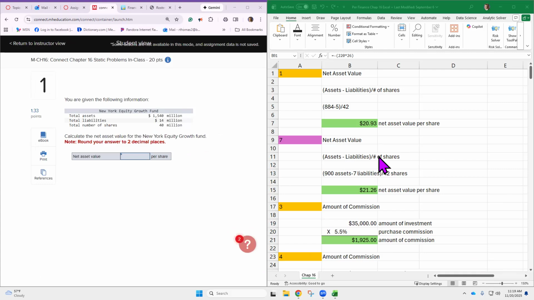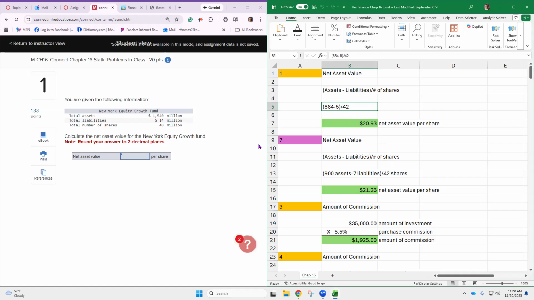If the New York Equity Growth Fund has total assets of 1,540,000 and 14 million in liabilities, and the number of mutual shares they have is 40 million, then what is the net asset value of each share? So that word net means something gets subtracted. What will get subtracted is the liabilities from the assets. So the good thing about this is these are all in millions, right? So you can just knock off the million and treat those all the same number, right? So here's how it's going to look.